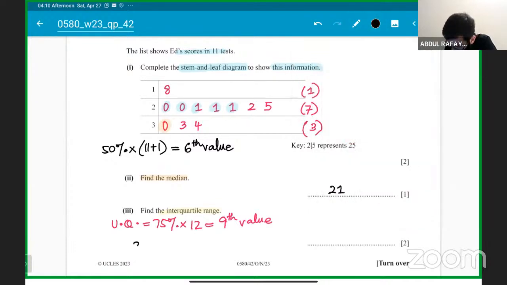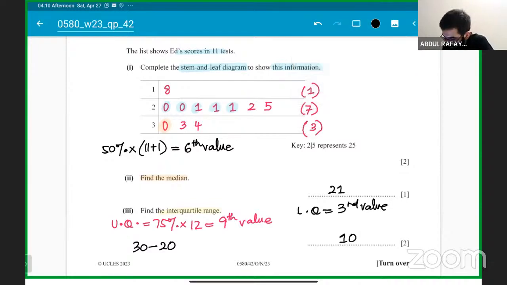And then you're going to find the lower quartile as well. Lower quartile will be the first, third value. Third value, that is the 3 value. So it will be 20. Okay, 30 minus 20 is 10, which is the answer, the interquartile range.